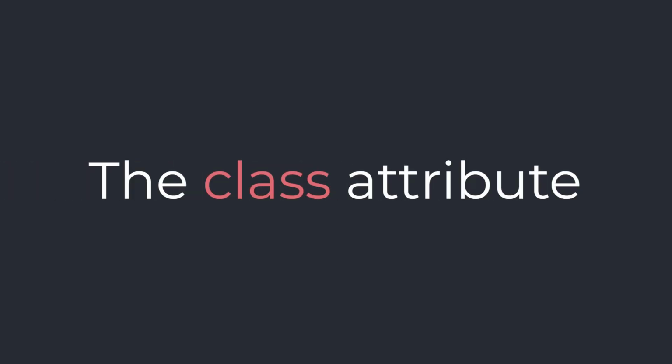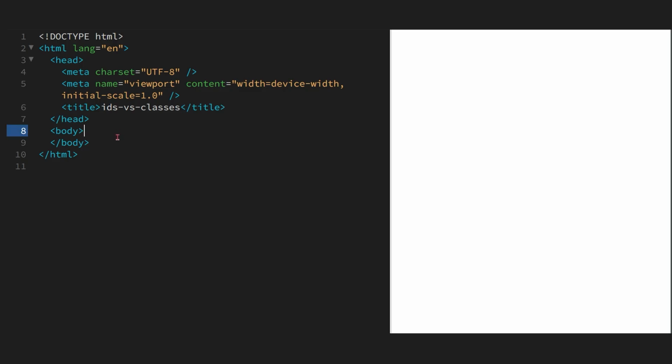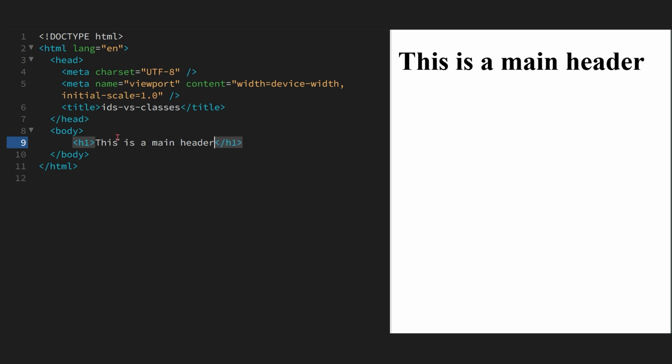The class attribute. Okay, we have another simple web page. We're going to do a similar thing. We're going to have a heading. Close the heading, put some text in. This time we're going to have a class. And the syntax of the class, similar to the ID, we have class equals opening speech marks, the name, and the closing speech marks. In this case, the name is green.